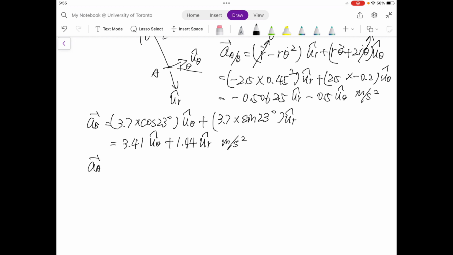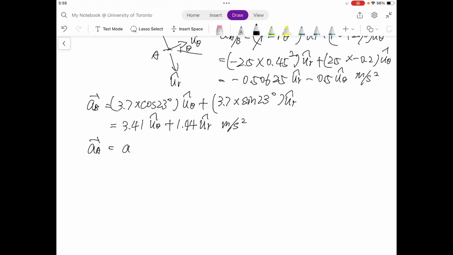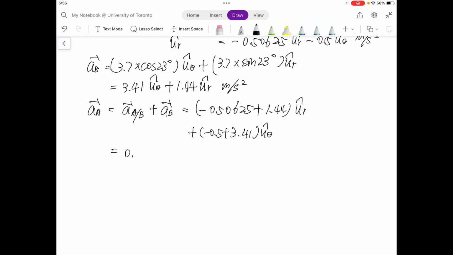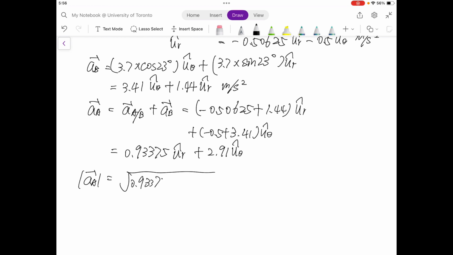So acceleration of point A is equal to A relative to B plus B: negative 5.0625 plus 1.44 UR plus negative 0.5 plus 3.41 Uθ. So aA is equal to 0.93375 UR plus 2.91 Uθ. So the magnitude of it will be the square root of 0.93375 squared plus 2.91 squared, which is equal to 3.06 meters per second squared.